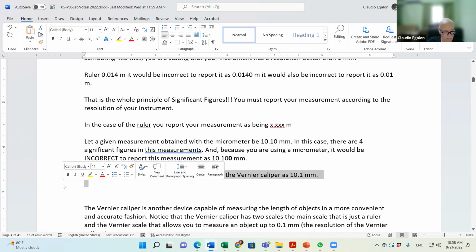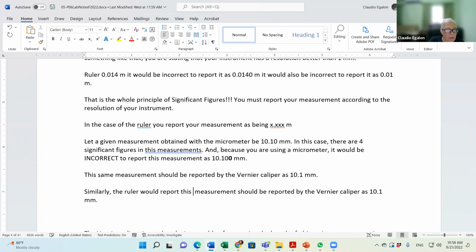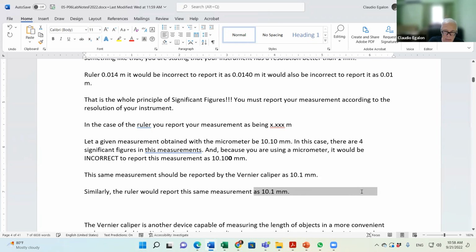Similarly, the ruler would report the same measurement as 10 millimeters only. In this case, the caliper would be 3 significant figures and the ruler 2 sig figs. Okay.